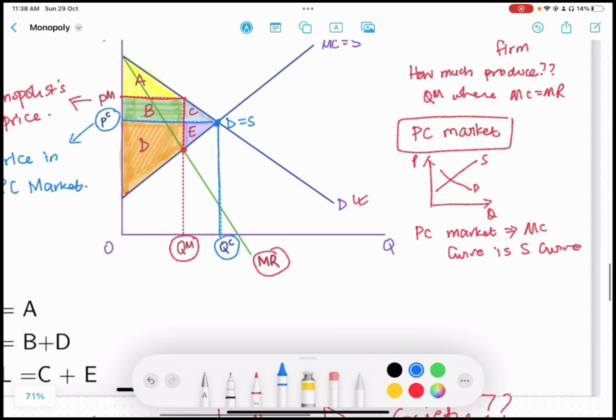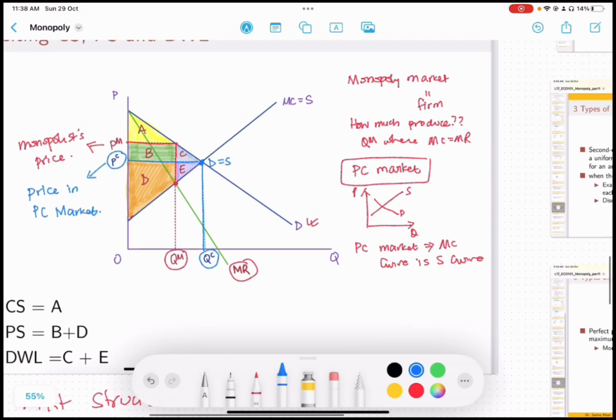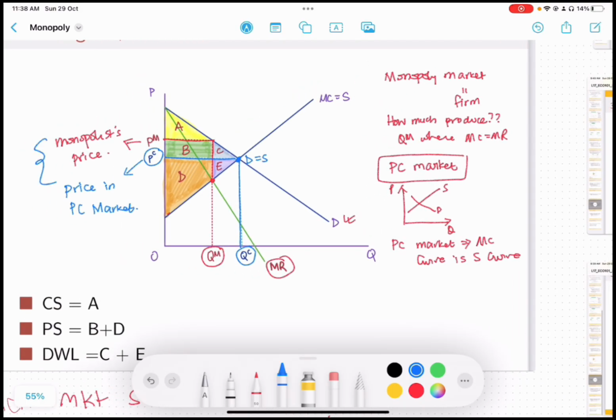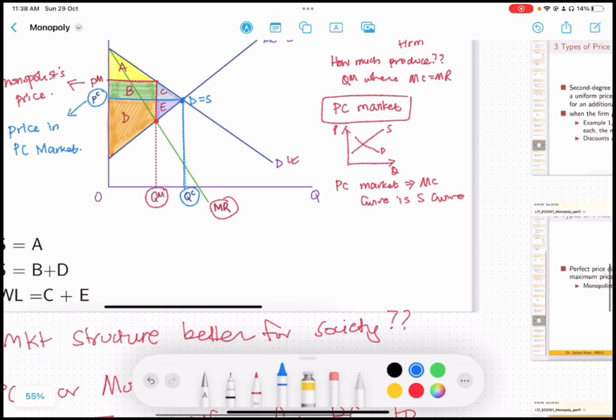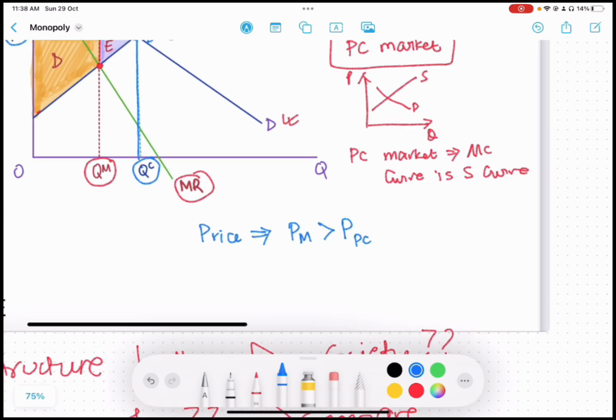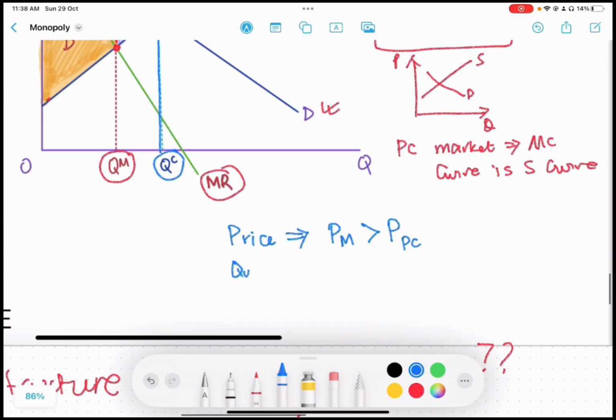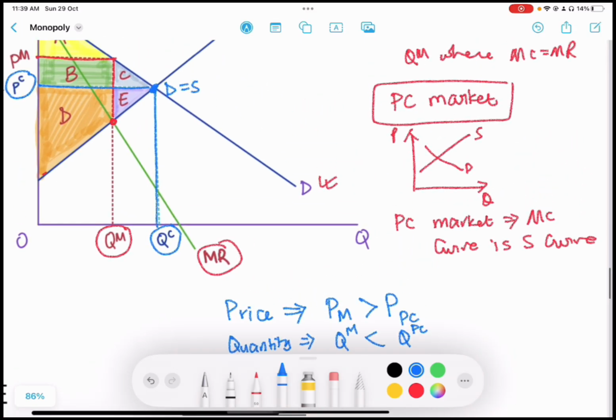Notice a few things off the bat, things that are quite obvious to us. Firstly, what do you notice about the price? Where is the price higher? Well, the monopolist charges a higher price. So in terms of price, the monopolist price is higher than the price under perfect competition. And what do we notice about the quantity produced? Well, we see that the quantity produced under monopoly is less than the quantity produced under perfect competition. So both in terms of price and quantity, it seems like perfect competition is better.